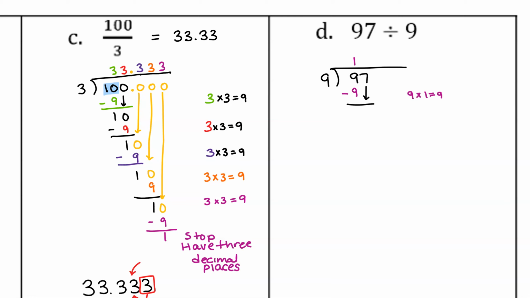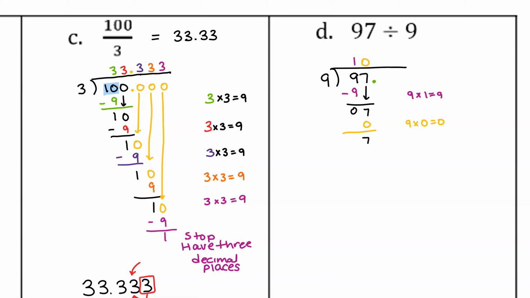Let me just make it look a little nicer. So bring down the 7. What do I times 9 by to get 7? If I times by 1, it's too big. So we'll do 9 times 0, make 0. So I'll put the 0 up here and do the subtraction. I still have 7, but now I can start tacking on 0.